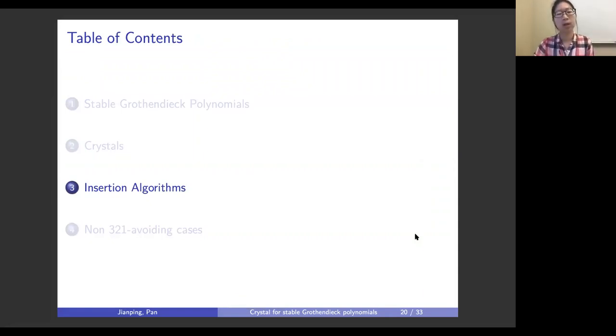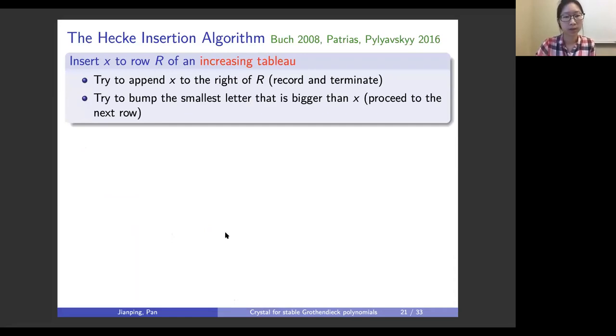And next, I'll talk about insertion algorithms, after the part on the crystal. Usually insertion algorithms are invented to form a bijection onto equinumerous sets. I think in algebraic combinatorics, the most famous insertion algorithm is probably the RSK insertion, which induces a bijection between generalized permutations and pairs of tableaux. So today I'll talk about 3 insertion algorithms.